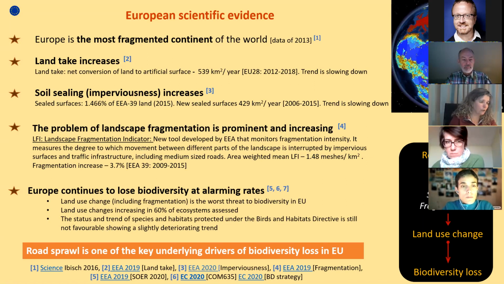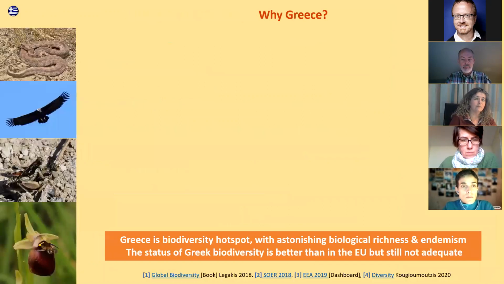And of course, it's acknowledged in the biodiversity strategy, a European Commission document, and in the European Environment Agency's State of the European Environment, that we continue to lose biodiversity, and the status and trend of species and habitats of European concern is still not favorable, showing even a slightly deteriorating trend. So these are the data, and I shift to Greece. I go to the local scale now.